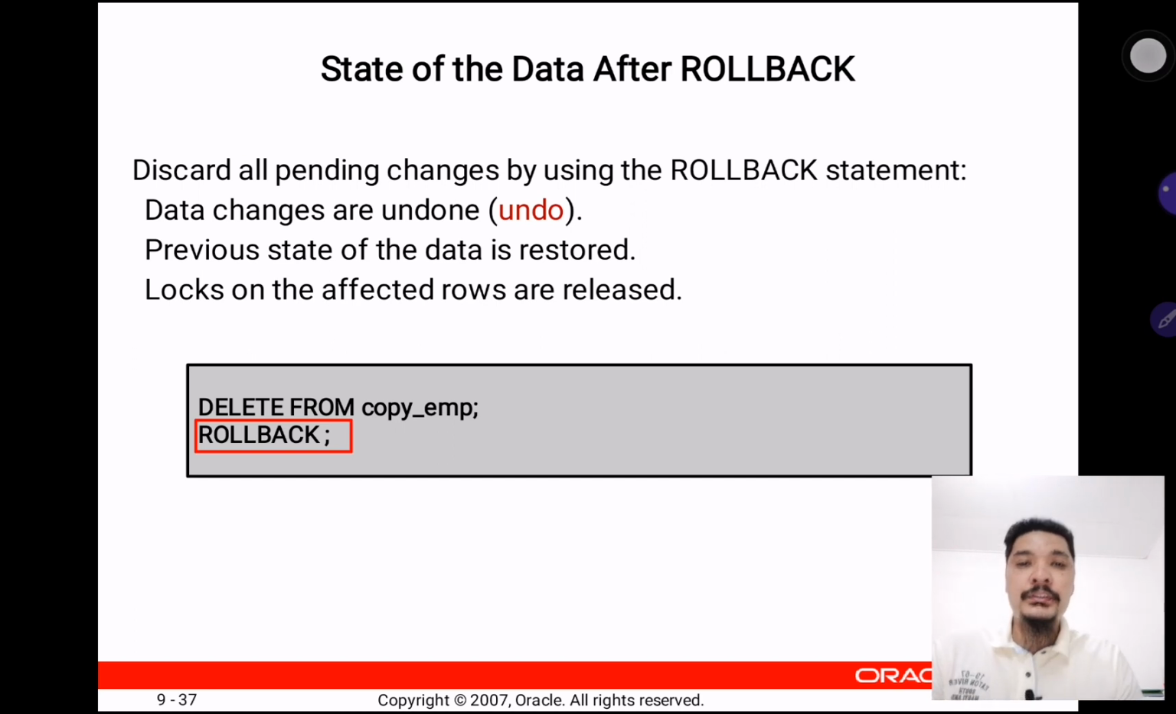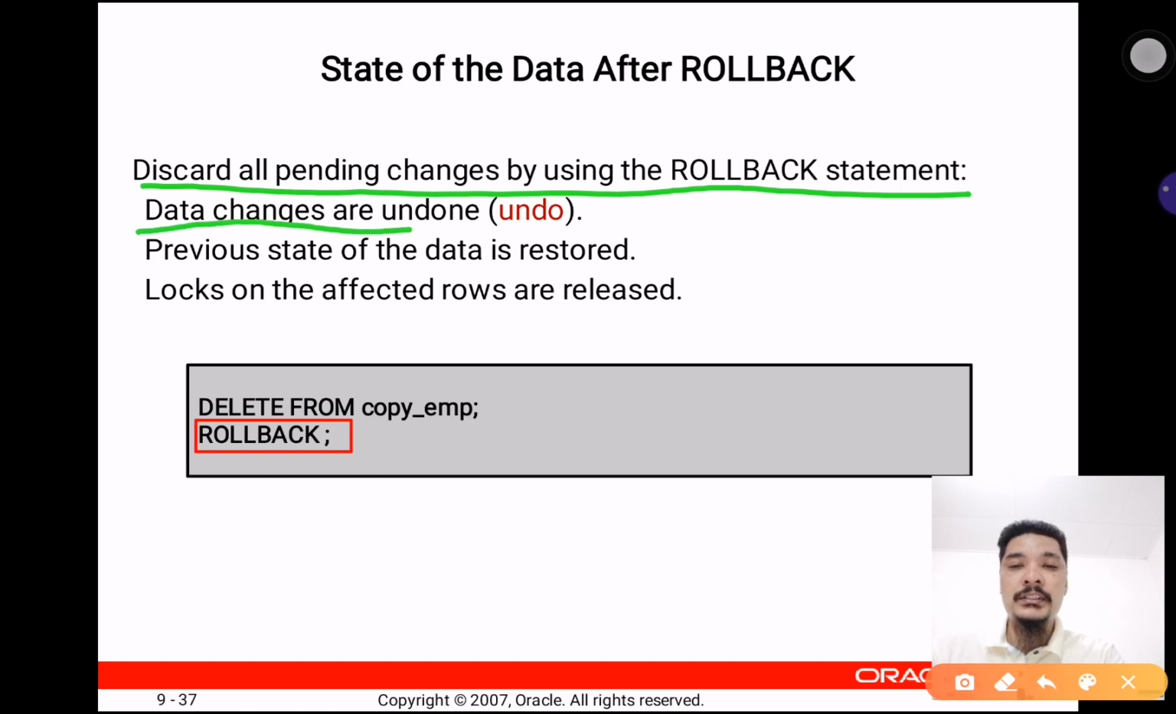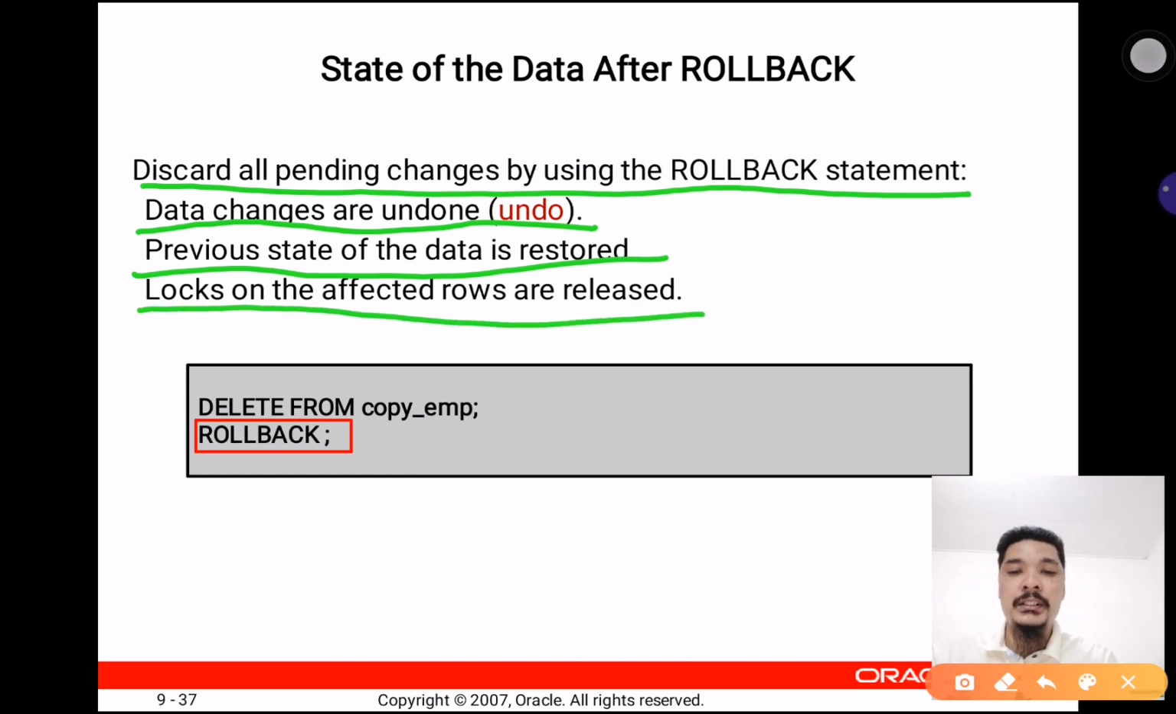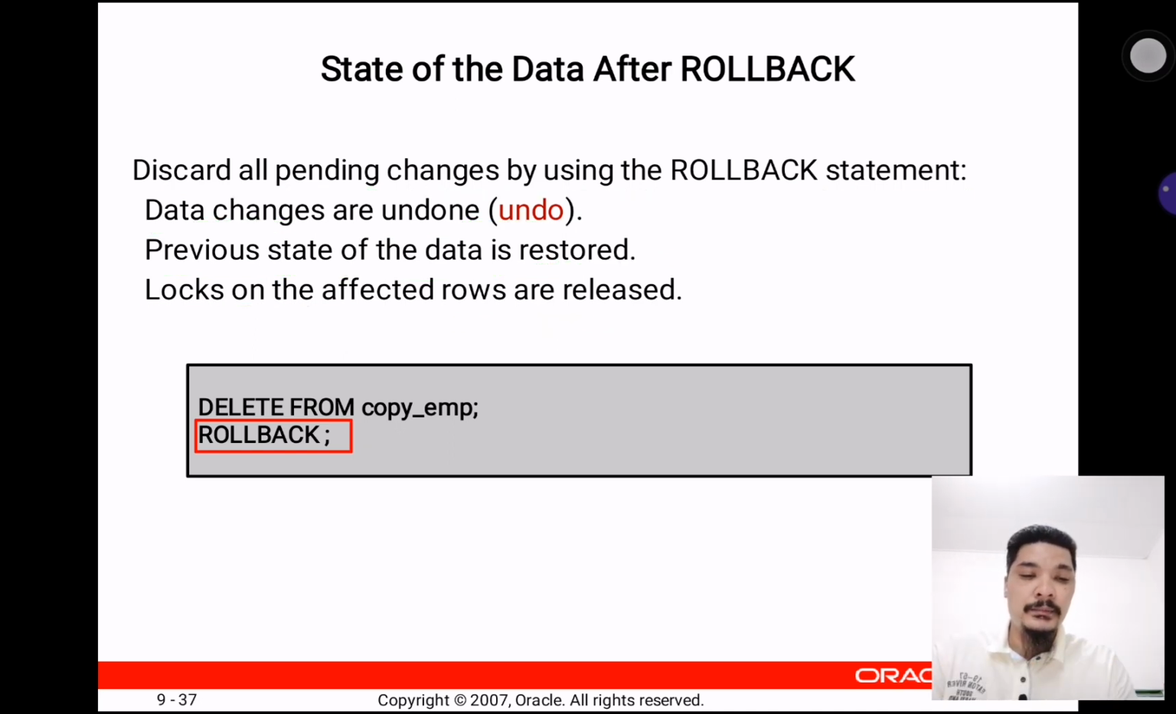State of the data after rollback. By discarding all pending changes using the rollback statement, data changes are undone. We can undo the data that we changed previously. The previous state of the data is restored, and locks on the affected rows are released. So we can use something like this: delete from copy, and then put rollback. All the changes, all pending changes, are discarded using the rollback statement. We can undo again. Next.